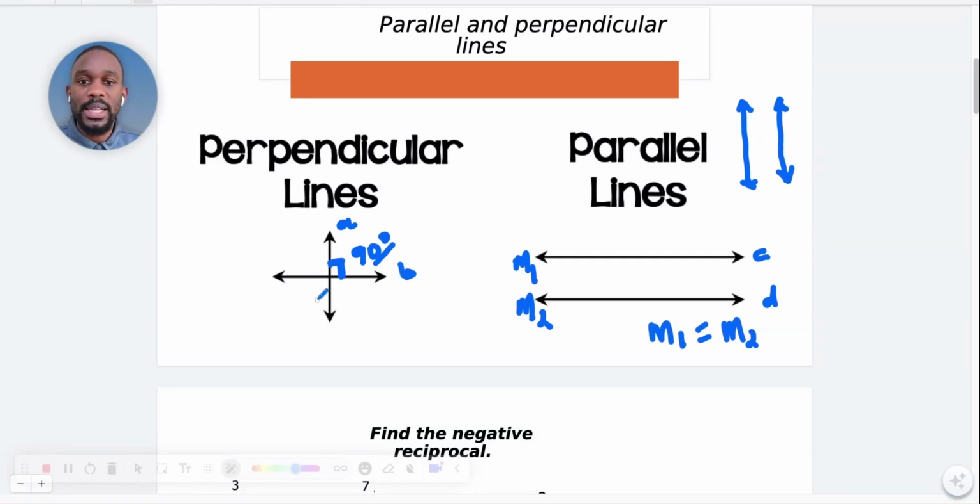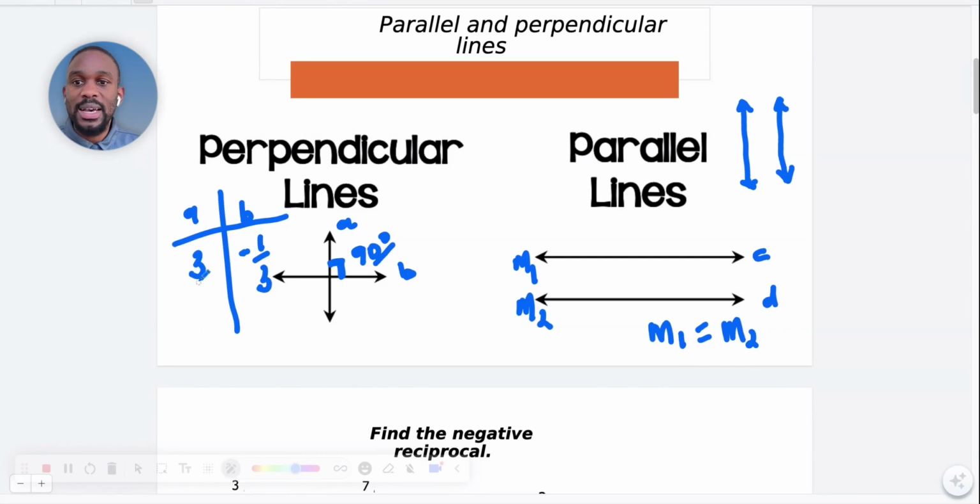What about perpendicular lines? If two lines are perpendicular, on the other hand, they have negative reciprocal slopes, right? So if this is our line A and this is our line B, if the slope of line A is 3, all you have to do to get the slope of line B is get the reciprocal. So the reciprocal of 3 is 1 out of 3. And then if this is a positive, then flip that sign. This will be a negative.